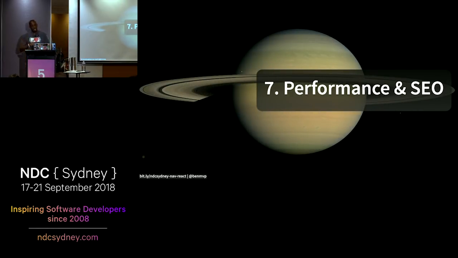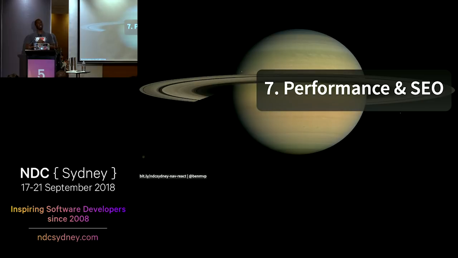So, next planet is Saturn. Chances are, if you're building an app of significant size, SEO and initial render speed are going to be really, really important to you. And they're really important for us at Eventbrite. SEO is really important for us, and the speed of the render is really important. So basically, you accomplish that by doing server-side rendering.